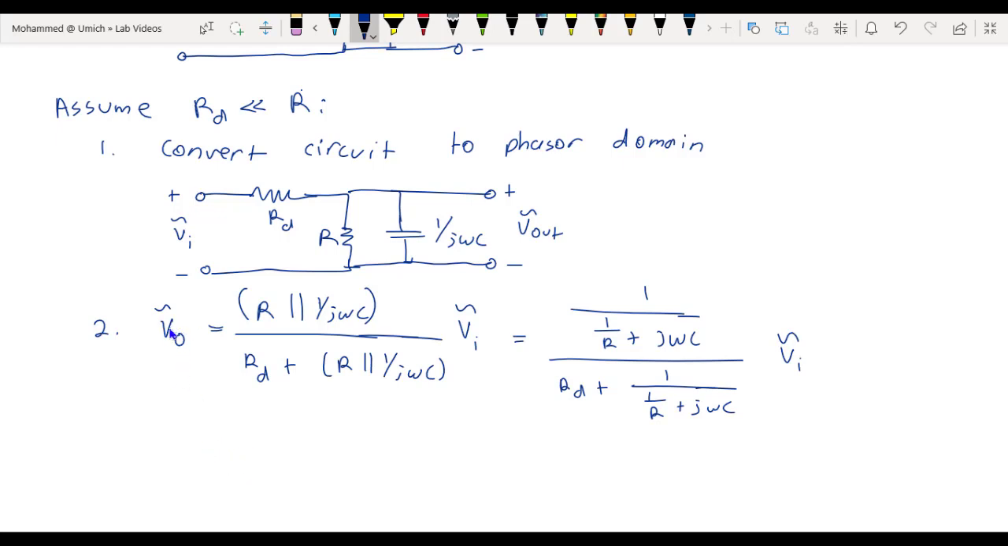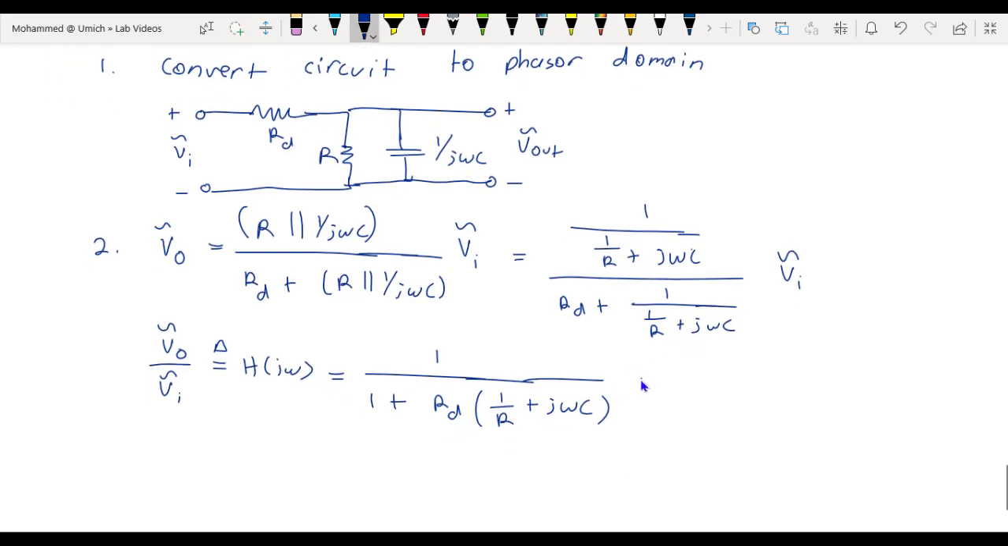And so if we take the ratio of the output voltage phasor to the input voltage phasor, we get that V_out phasor over V_in phasor, which is by definition the frequency response function H of j omega, equals 1 over R plus j omega C over R_D plus 1 over R plus j omega C. Now I'm going to multiply top and bottom by this denominator 1 over R plus j omega C. And if I do that, we end up with 1 over 1 plus R_D times what I multiplied by, which is 1 over R plus j omega C.